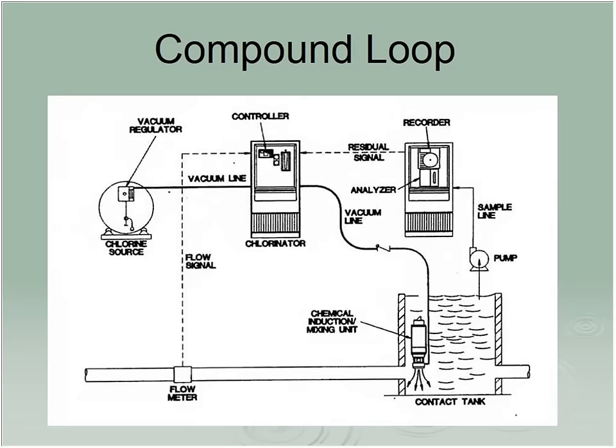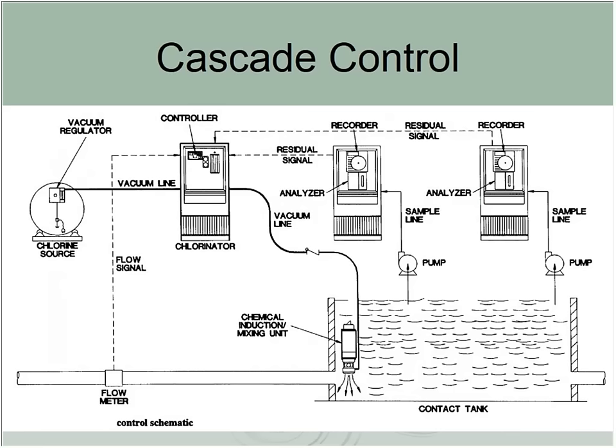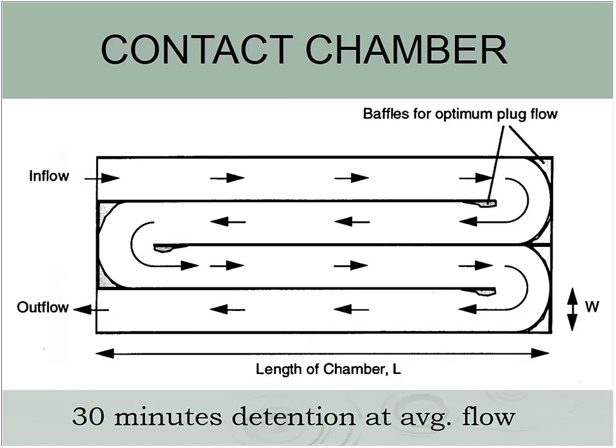And then we get into more complicated instrumentation systems, compound loops, where I'm going to feed based on a flow meter, plus I've got a residual as a backup to override if I need to. And then there's cascade control, where controllers are talking to controllers. It gets very complex. And all to make sure you get the test that you're achieving.